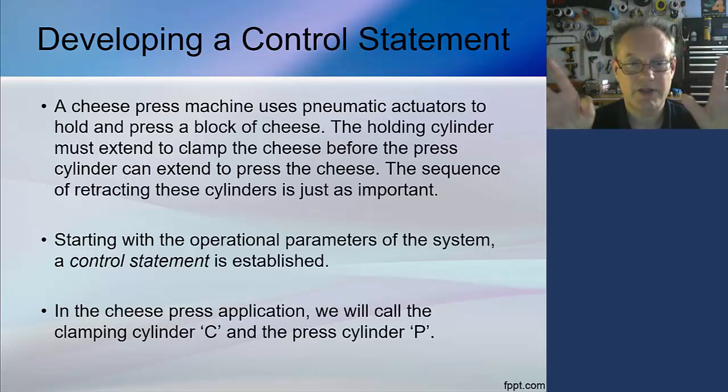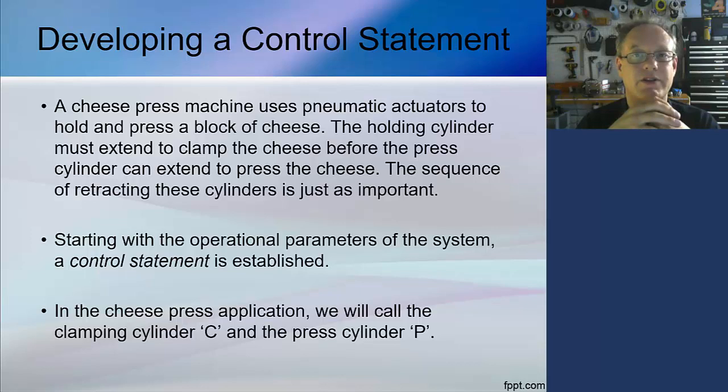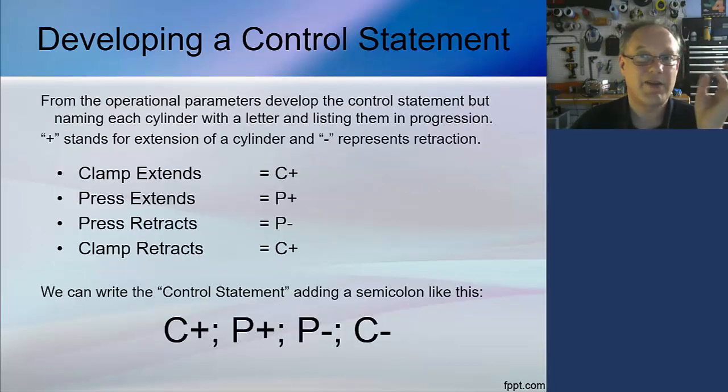Starting with the operational parameters of the system, the control statement is established. So we take these operational parameters and establish a control statement. We have to name the actions. More specifically, we name the cylinders associated with those actions, and we name them with an uppercase letter that is associated with whatever it is that they're doing. In the cheese press application, we will call the clamping cylinder C and the press cylinder P. I think that makes sense, and we can wrap our heads around it.